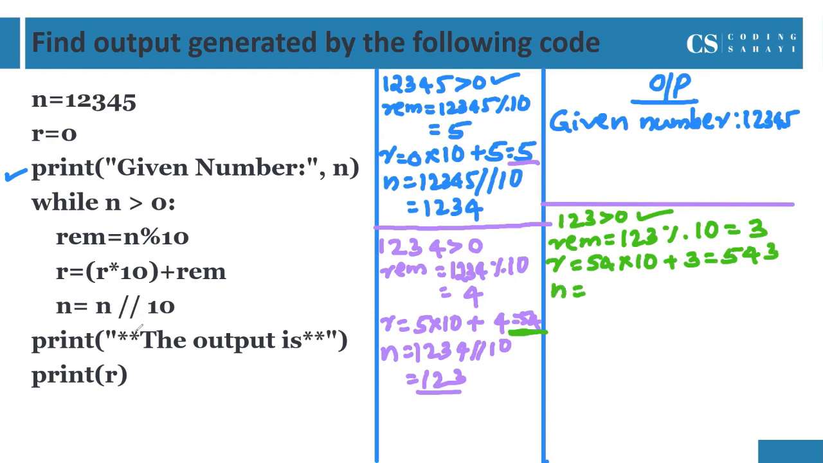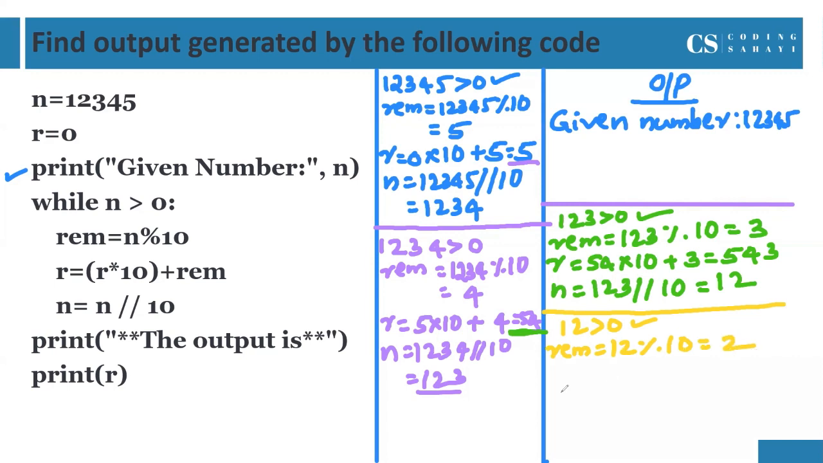n equal to n floor division 10. So 123 floor division 10, you will get 12. Then again it is checking 12 greater than 0. Is it satisfying? Yes. Then again rem is equal to 12 modulo 10, 2. Then R equal to 543 into 10 plus 2, you will get 5432.